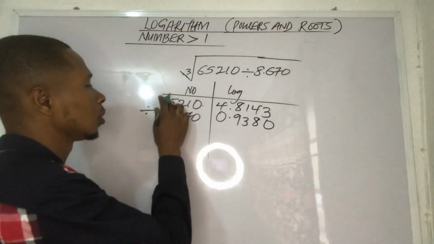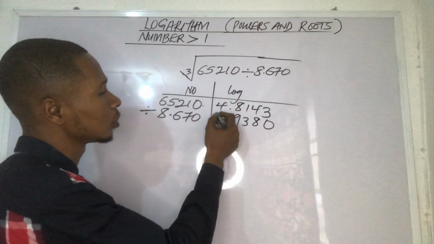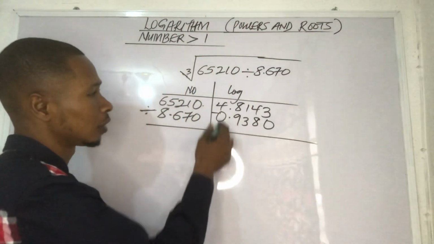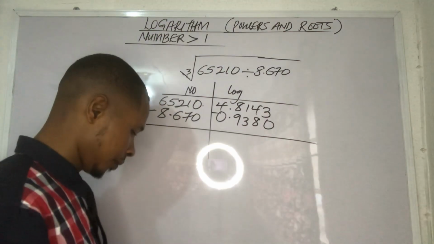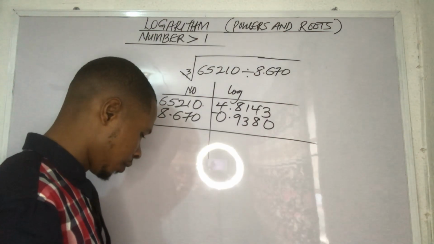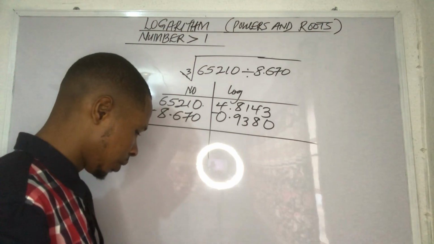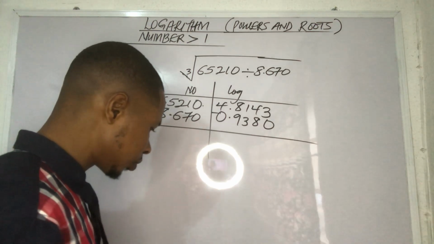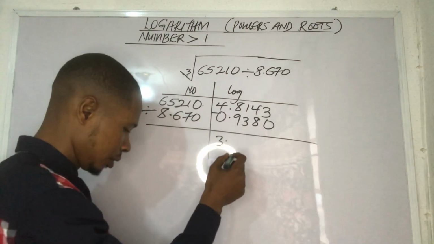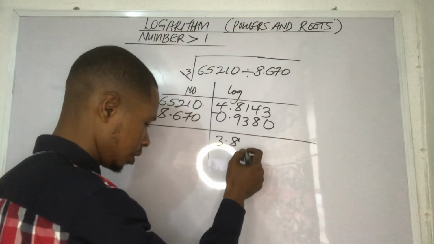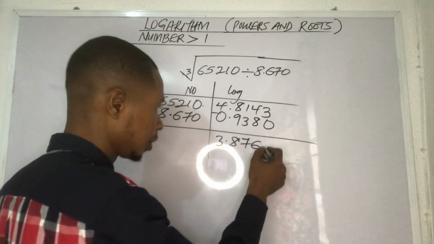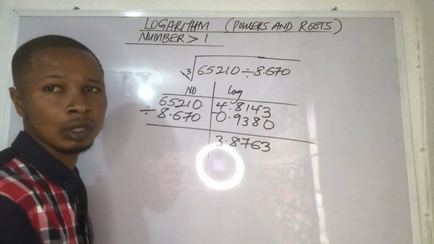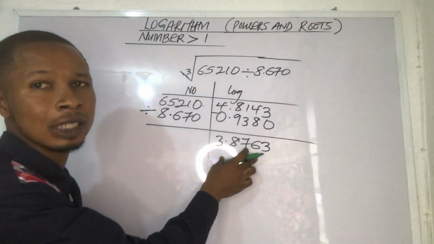Now, since I'm dividing between this number and this number, I will subtract their log. So if I subtract the log, I have 4.8143 minus 0.9380. So I have 3.8763. Now, assuming there is no root in this question, I'll just look up my anti-log here.